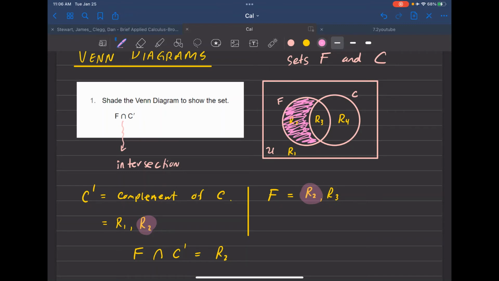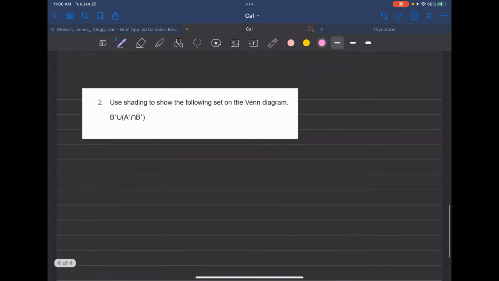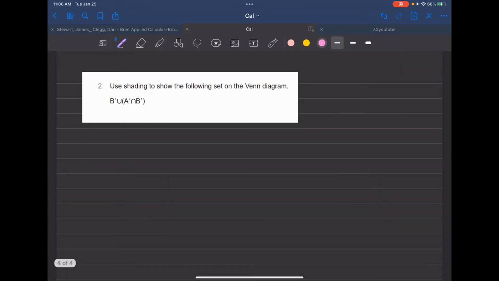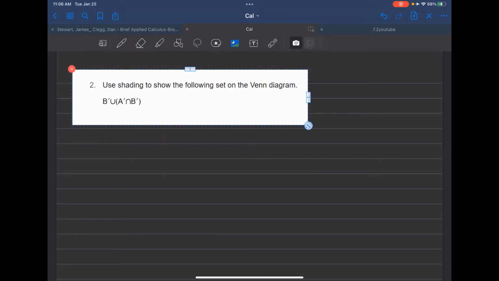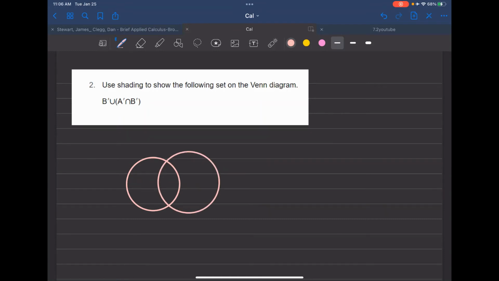Let's go ahead and do another example, a little bit more challenging. Take a look at this problem. We have, again, two sets. We have A and B. So let's do that same usual Venn diagram. Let's suppose this is A. This is B. Sorry, the second one is a little larger. And let's say this is the universal set.